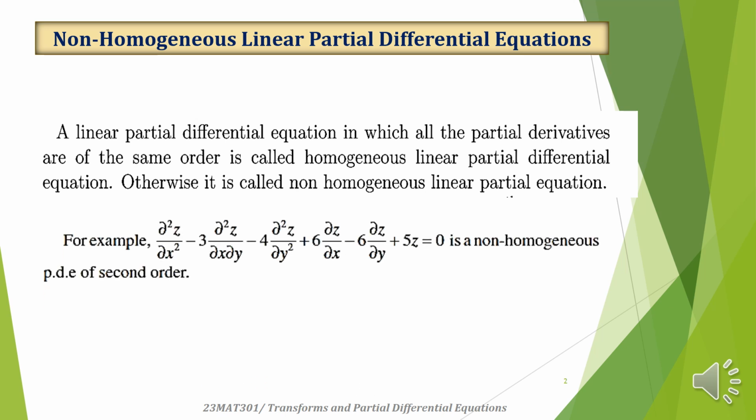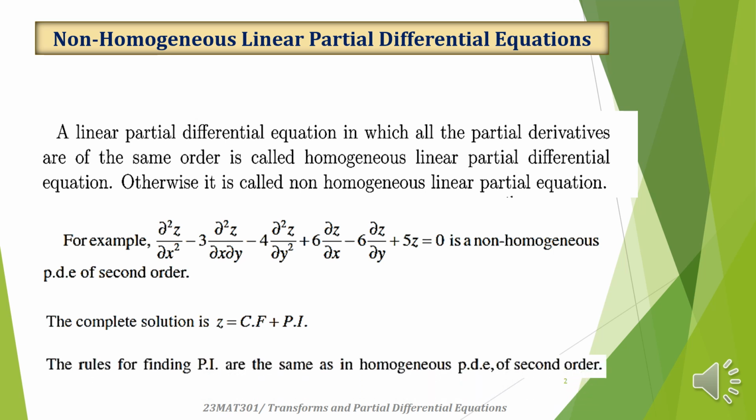For example, this is a second order PDE, right? But there is second order, first order, everything is there. So this is non-homogeneous. The complete solution will be the same: complementary function plus particular integral. Particular integral, there are no changes. We have seen 4 types; those 4 types alone will come. The same way you solve for homogeneous, solve it like that for the non-homogeneous. The only thing that would be changing will be the complementary function.